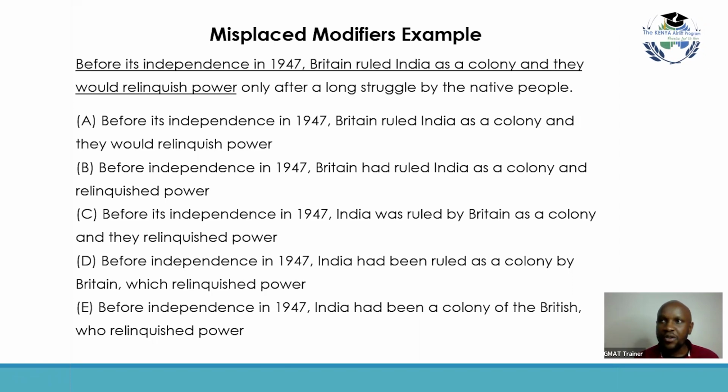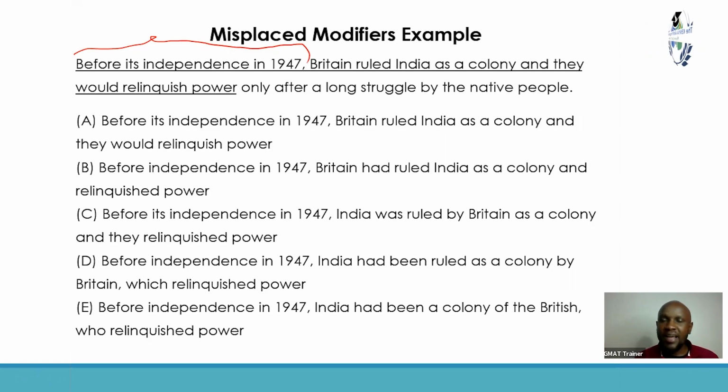Your first task will be to identify the modifier. Ask yourself, what is the modifier in this particular sentence? Your answer would be, it's the first dependent clause before the comma, before its independence in 1947. Once you've identified the modifier, your next task is to ask yourself, what is this modifier modifying, or what is the subject of this sentence? Before its independence in 1947, Britain ruled India as a colony, and they would relinquish power only after a long struggle by the native people.